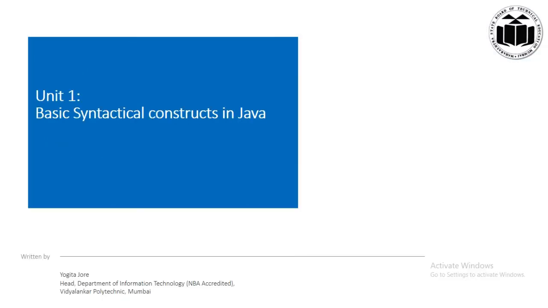In the Java programming course, total units are 6. First unit is Basic Syntactical Construct in Java. But before moving to the first unit, students need to understand what is Java technology and where to use it.